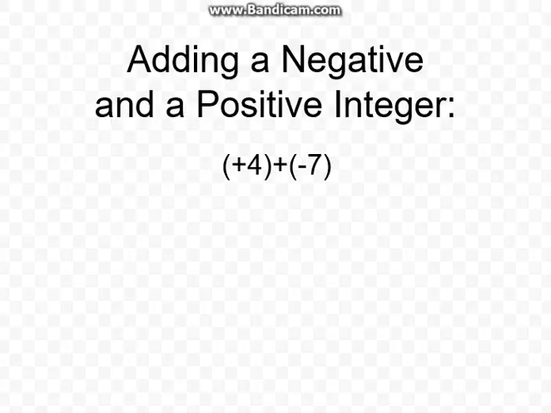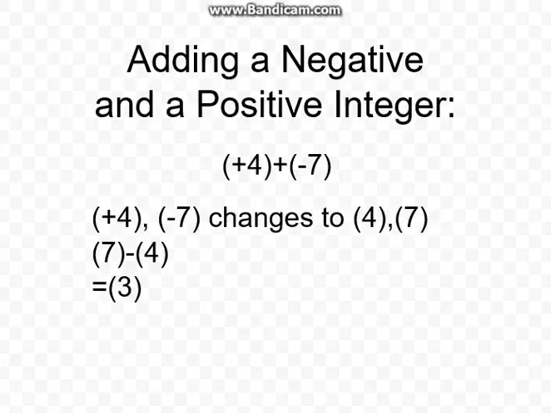Now, so far, all of this sounds pretty simple, right? The next technique is going to get a little bit more difficult. When adding two numbers that have different signs, like positive 4 plus negative 7, there will be a little bit of a process to follow. First, you'll need to find the absolute value of both numbers. Positive 4 and negative 7 will turn into 4 and 7.